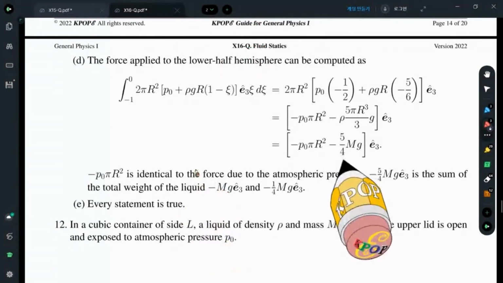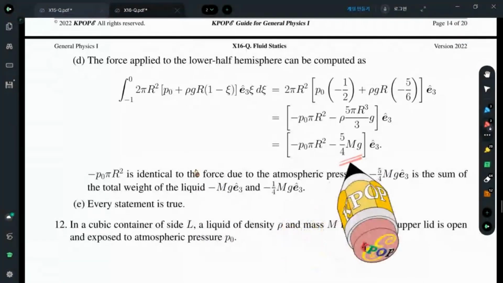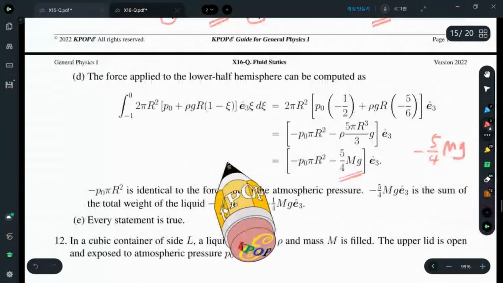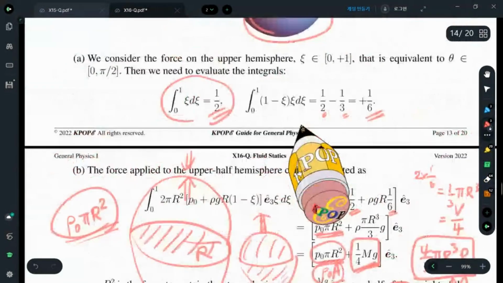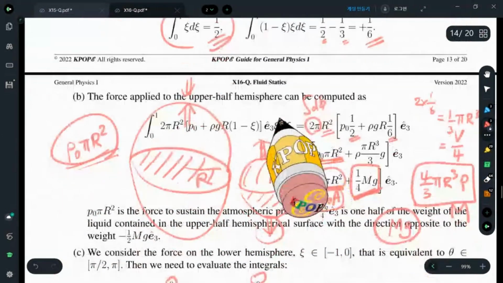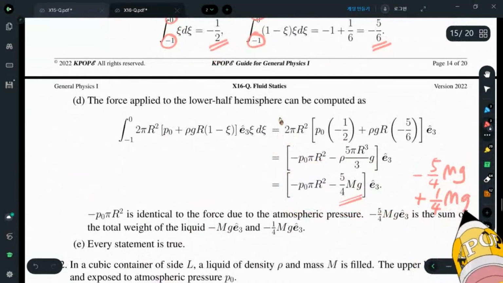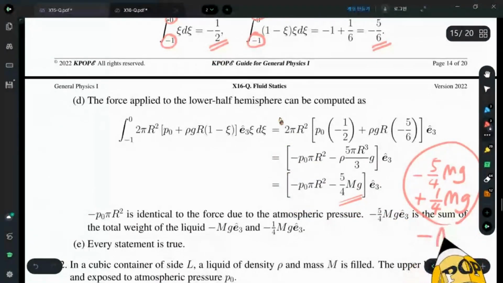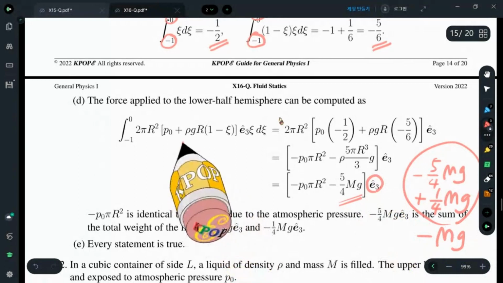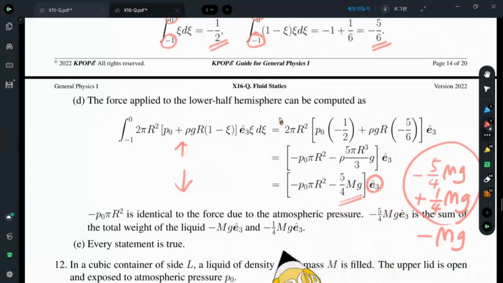Finally, the answer gives this amount. And if you add this one to the previously obtained result that is applied to the upper hemisphere, that is plus 1/4 of mg. And if we add this one, you will find minus mg, because E3 is upward, so the net force is this amount.